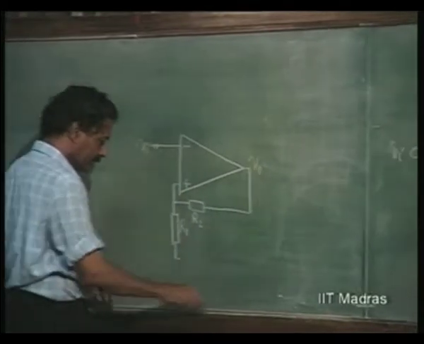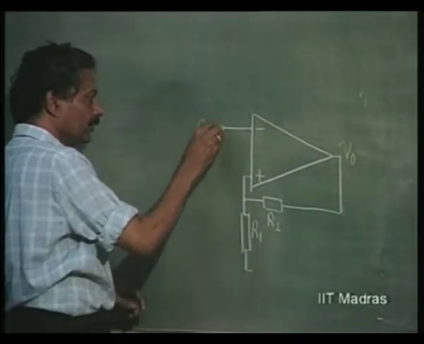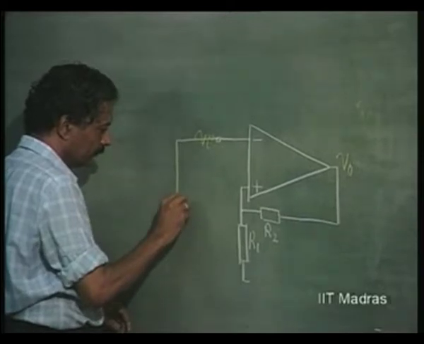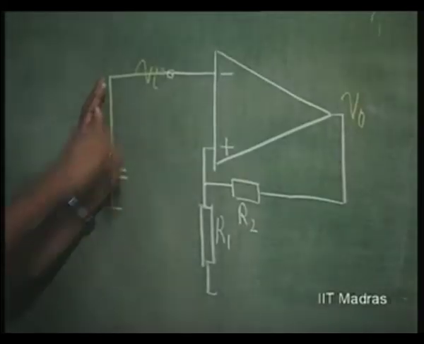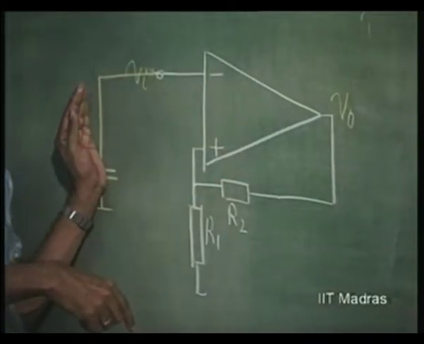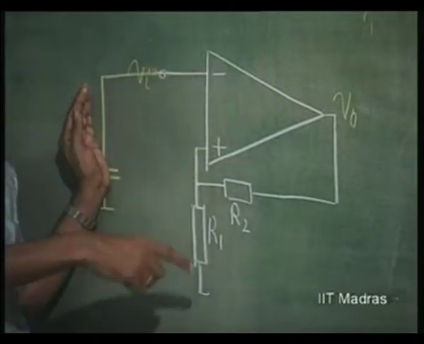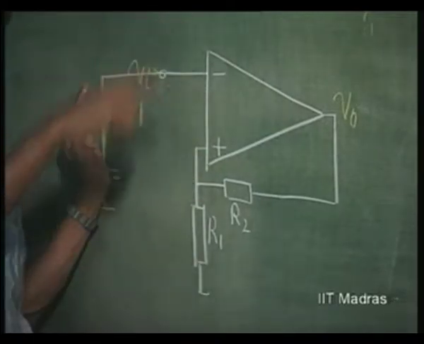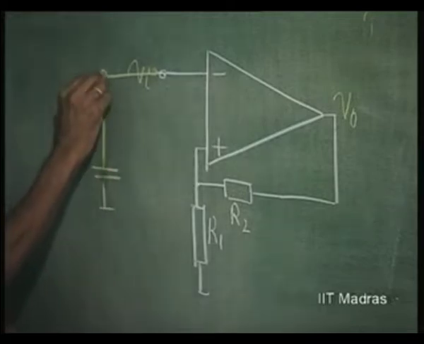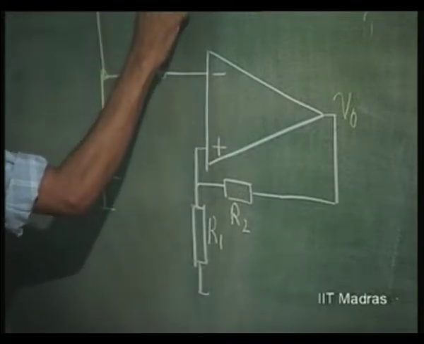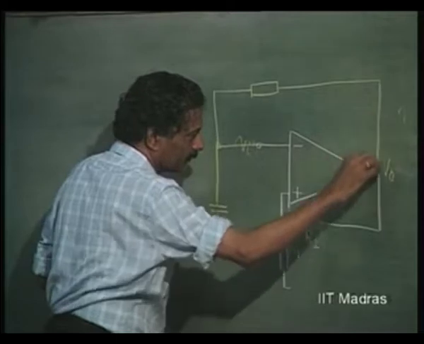Next application, also very simple. Now what we do is, by itself this has two stable states, or this is a bistable circuit. One is plus Vs, another is minus Vs. Now I am going to make it what is called an astable circuit.